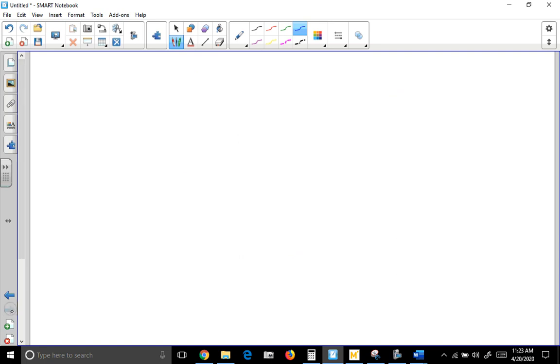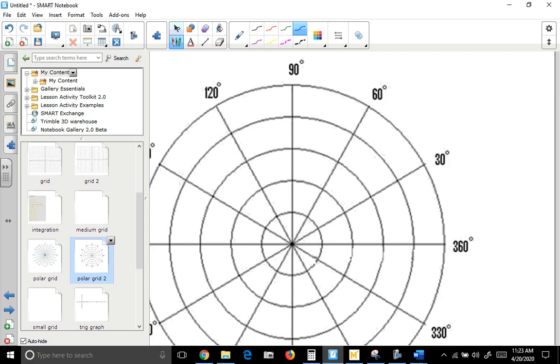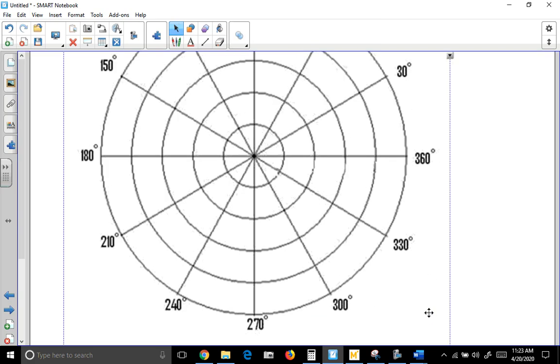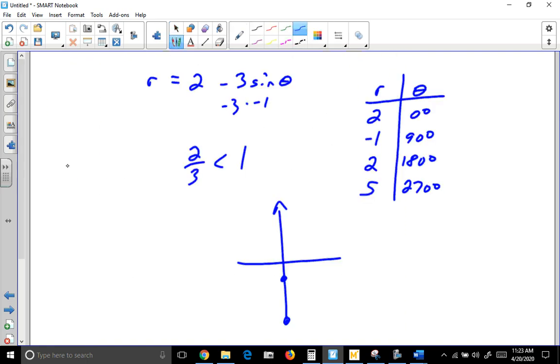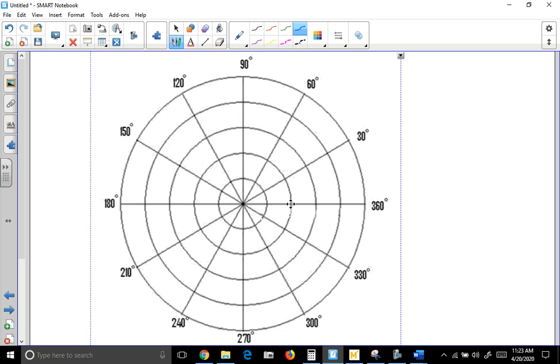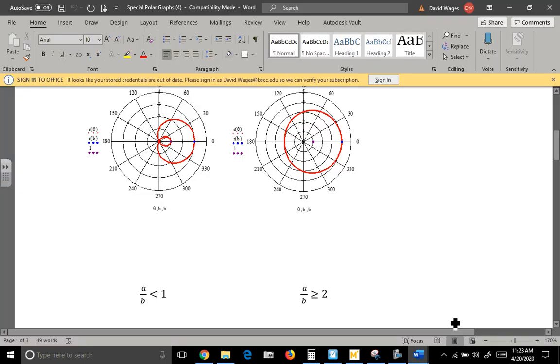So let's construct a graph. Here's the grid. So if we plot our 4 quadrantal points, in the direction of 0 degrees, we're out 2 units. In the direction of 90 degrees, we're negative 1. So instead of going up, we actually go away from it 1 unit. 180 is 2, and 270 is 5. So these are those 2 points that are in the same direction that give us our outer and our inner loops here.